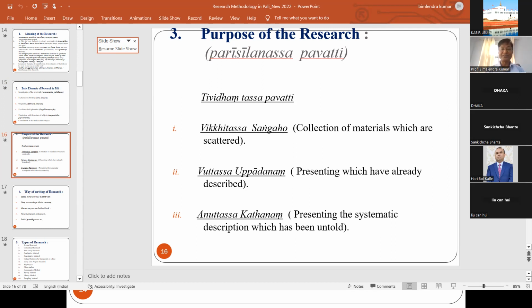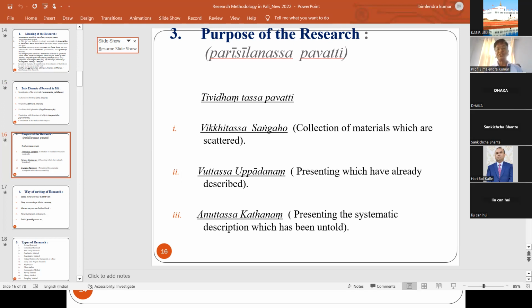But the purpose of the research has three aspects, that is how you are collecting the research materials which are not available in one place. They are available in different libraries, different books, and different texts also.